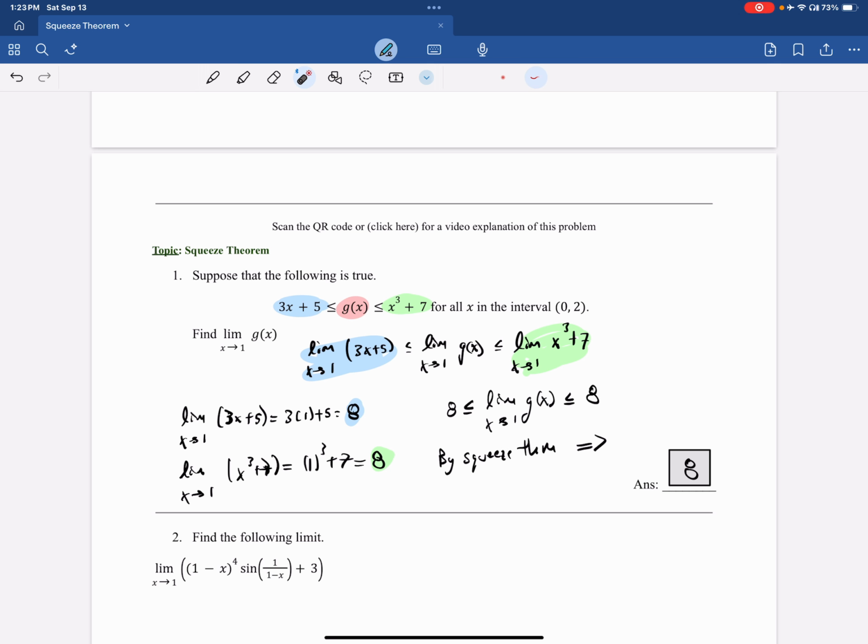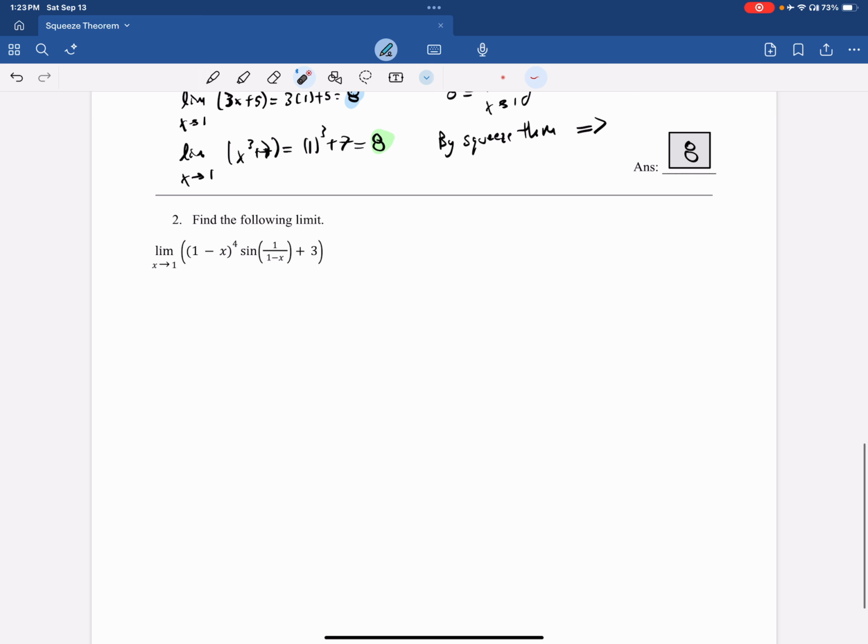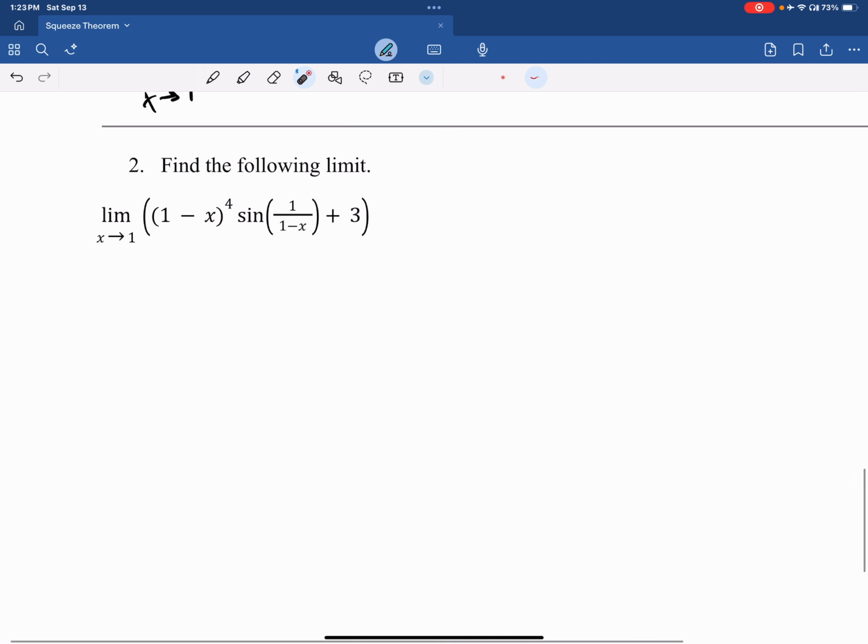All you got to do is direct substitution, plug in the number. Hopefully you get the same number here. Like here in this case we had 8 is less than or equal to g of x is less than or equal to 8. We're good. We're done. Okay? What if they don't give you the lower function and the bigger function? It's really hard to determine what's the lower function and what's the bigger function in general, but this is a theorem that is very, very useful.